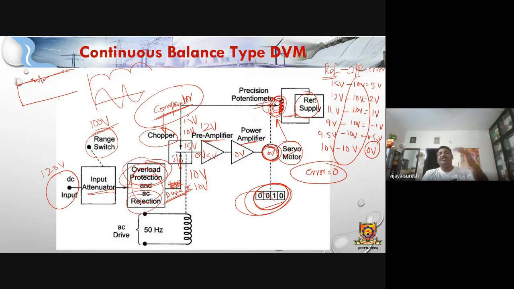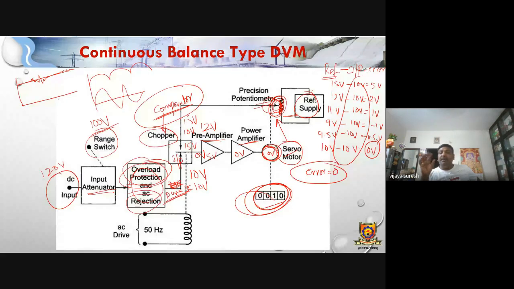The servo motor will change the position, or the voltage magnitude, of the reference supply, so that we are going to get the reference voltage. So the reference voltage is compared with the unknown voltage, nothing but the input voltage. Error can be generated. That error is amplified with the help of a preamplifier and power amplifier and given to the servo motor. That servo motor will move based on the error. If the error is more, it will change the position of the potentiometer more. If the error is less, less change will be done.